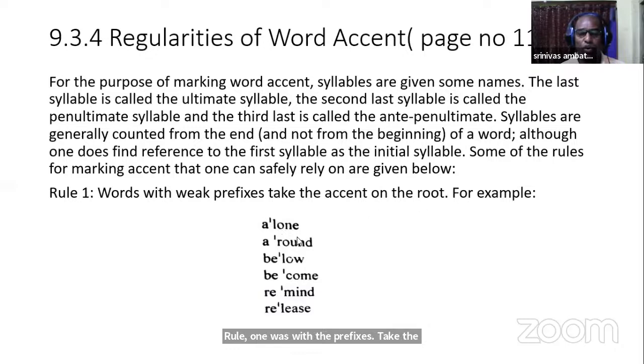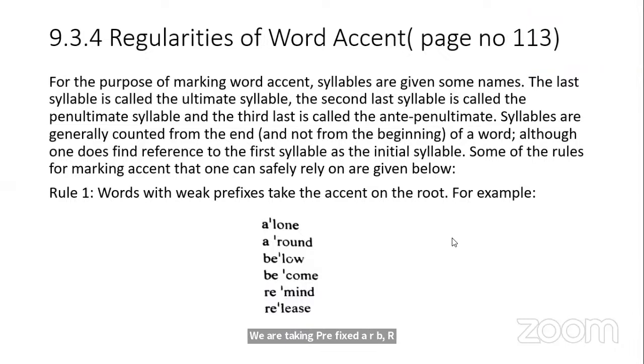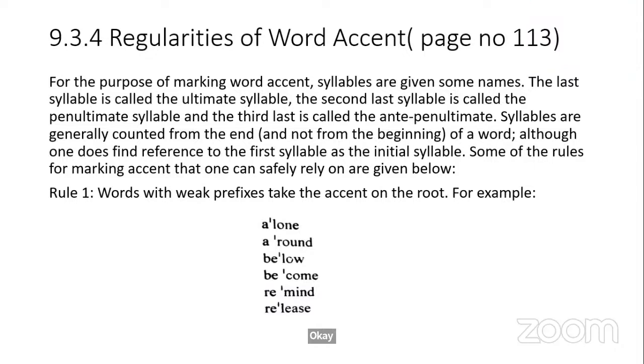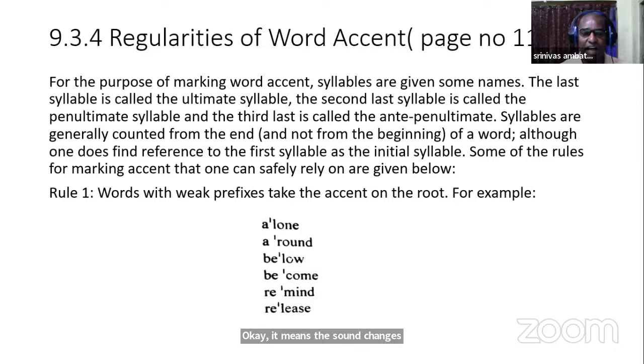So lone, round, low, these are called root words. They are taking prefix A or B or R. The prefix is containing only one alphabet. That's why it is called weak, sir. The sound changes. That's why it is called weak. Weak means the sound changes. I told you, no? A has a lot of sounds. In actor, it is different. Apple, it is different. Ego, it is different. Yes, sir. Like that.